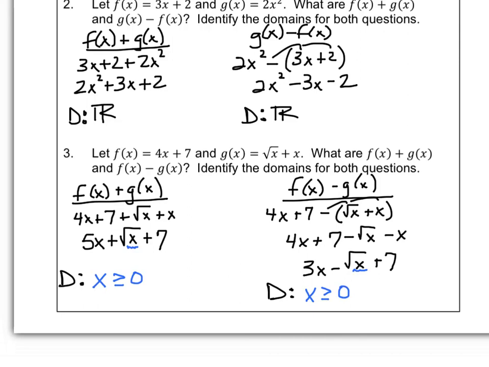Okay? So, I went through some examples where we're adding and subtracting functions. I've given you an example of a different domain. Most domains are going to be all real numbers, but again, it is all predicated on whether it's a fraction or a square root. Okay, this concludes 6.6 part 1.